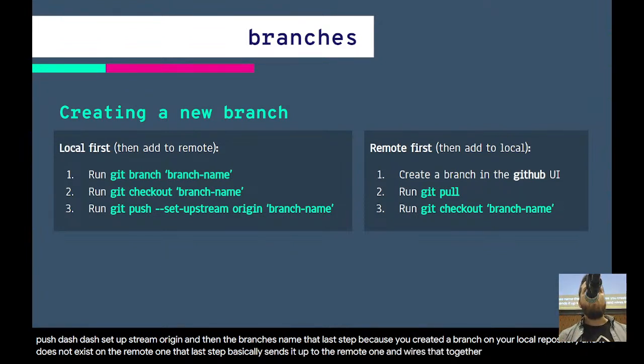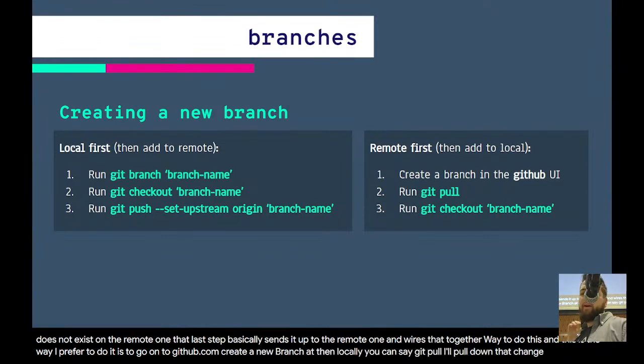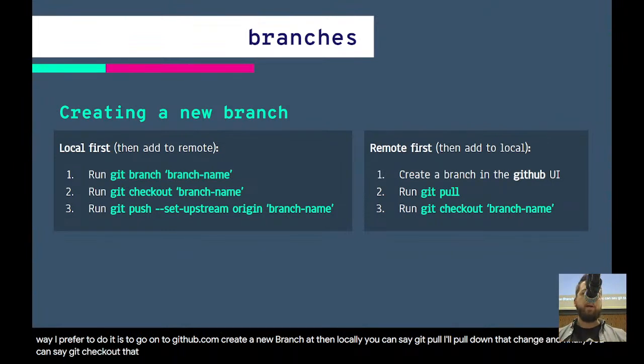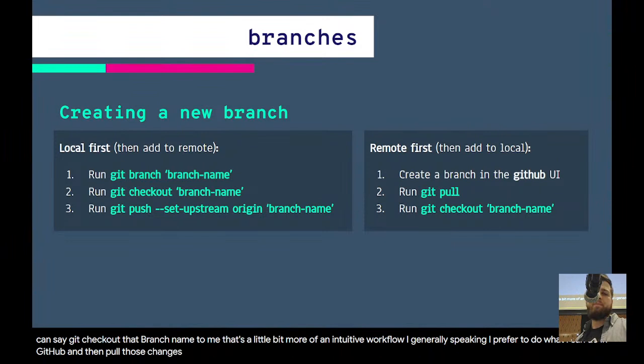The second way to do this, and this is the way I prefer to do it, is to go into github.com, create a new branch, and then locally you can say git pull. It'll pull down that change. And then finally you can say git checkout and that branch name. To me, that's a little bit more of an intuitive workflow. Generally speaking, I prefer to do what I can do in GitHub and then pull those changes down. But these are the two workflows.